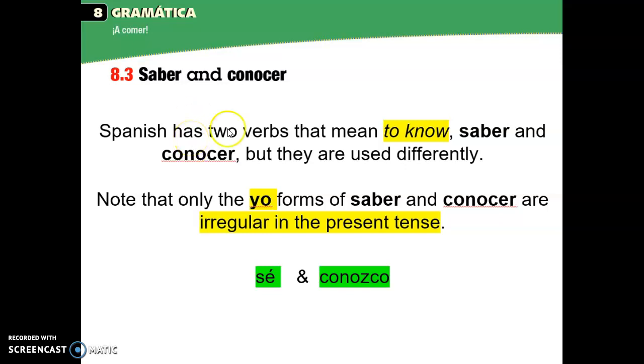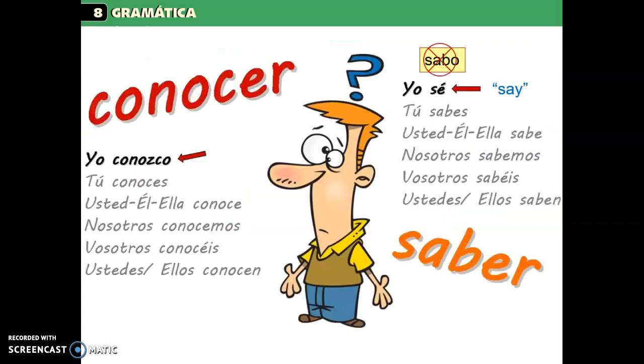So they both mean to know, and just note that the yo forms of both verbs are irregular. You have sé and conozco. So don't be like a 4-year-old in Spanish and say, Mami, yo sabo, because it sounds horrible. So just know that it's pronounced sé, like say in English, but shorter, sé. And then the rest of the conjugations are normal.